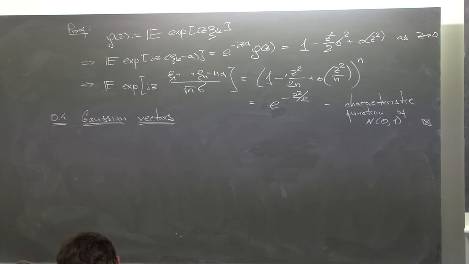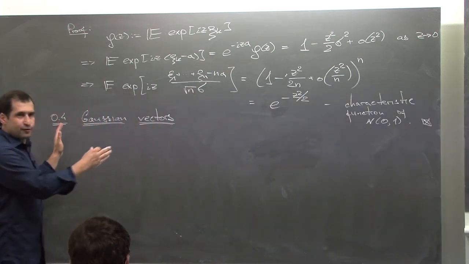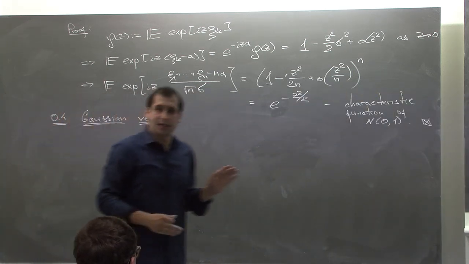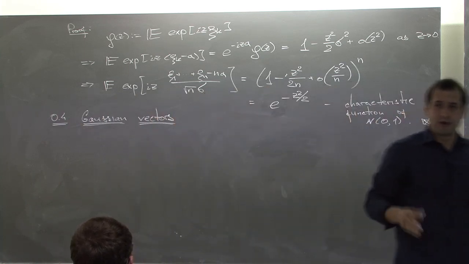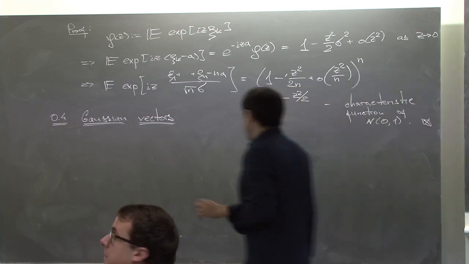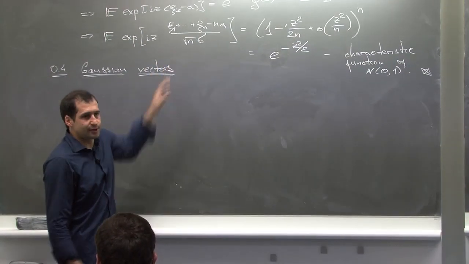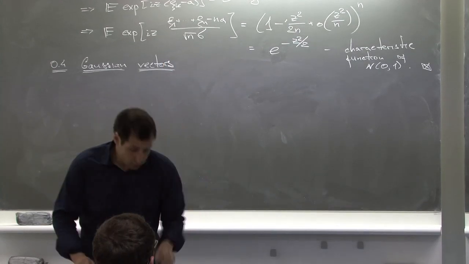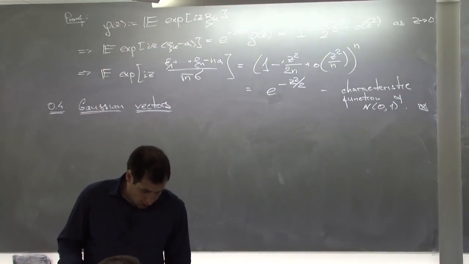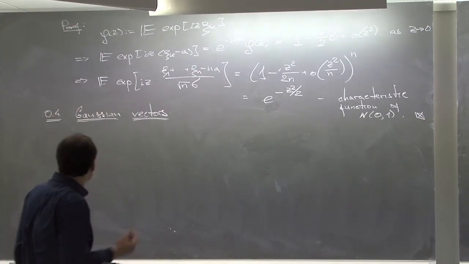So it's going to be in the first set of exercises, and for exercises, the person responsible is Marianne. She's sitting here. So in the first set of exercises, there is something about Gaussian vectors, again, just to remember how it goes. So what do I need here?